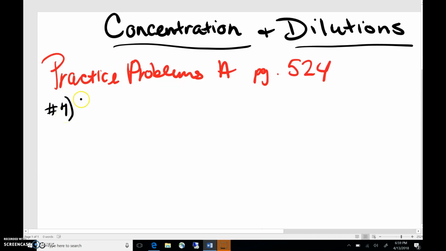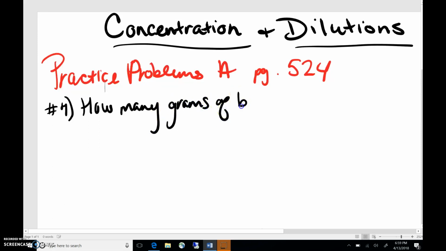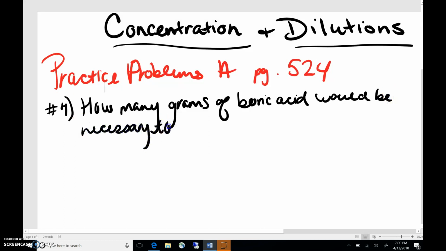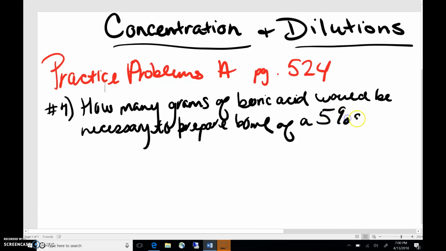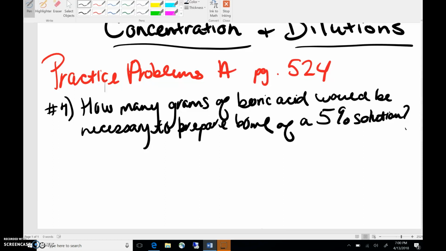And number 7 reads, how many grams of boric acid would be necessary to prepare 60 milliliters of a 5% solution? All right. How many grams of boric acid would be necessary to prepare 60 milliliters of a 5% solution?